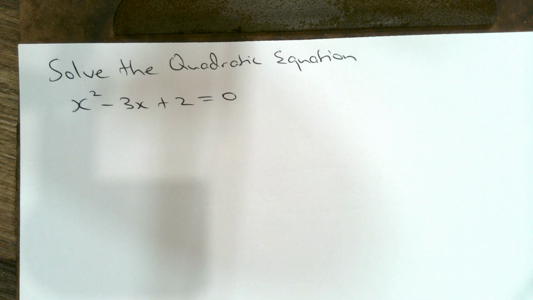Alright, so today we're going to solve quadratic equations using the quadratic formula. Let's begin. We are required to solve this quadratic equation: x squared minus 3x plus 2 equals 0.